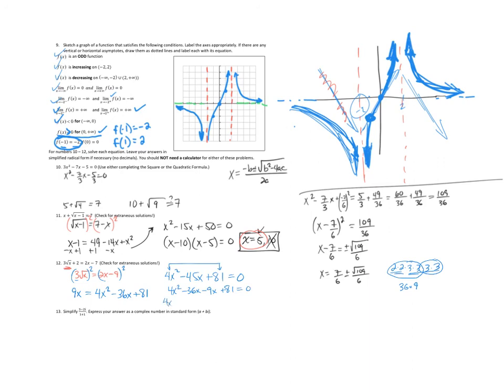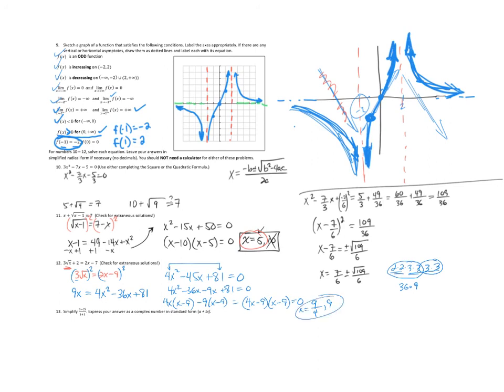take out a 4x and get x minus 9, and take out a negative 9 and get x minus 9, and then realize that we have 4x minus 9 times x minus 9. So we get two solutions, 9/4 and 9.